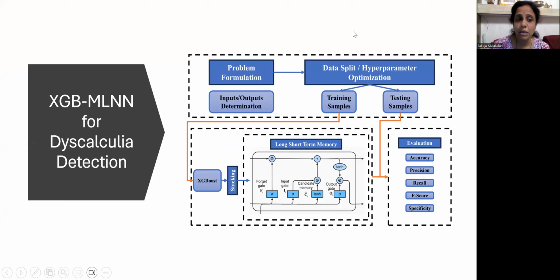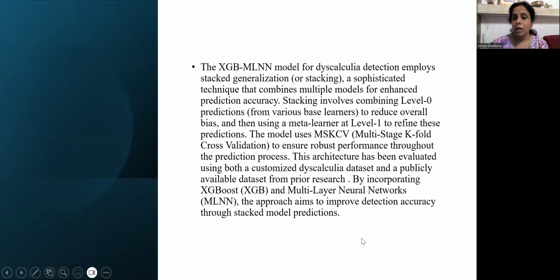So here we can see in a little more detail how the entire thing, problem formulation, data split, and hyperparameter optimization, is done using XGBoost. And then the training samples first go into XGBoost, then the stacking process goes on, then it goes into the LSTM, which produces the final output, and this is tested. There is a training model which goes on, and then finally the testing sample is taken, and the evaluation is done.